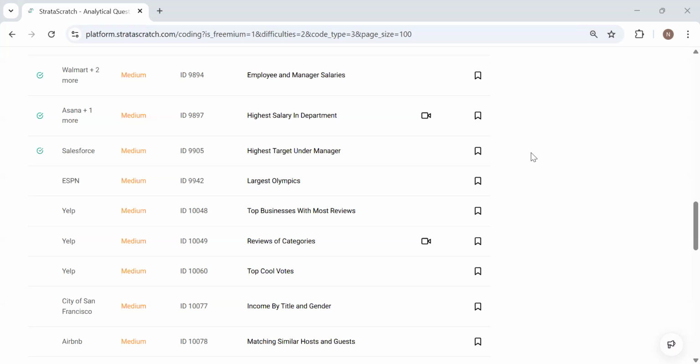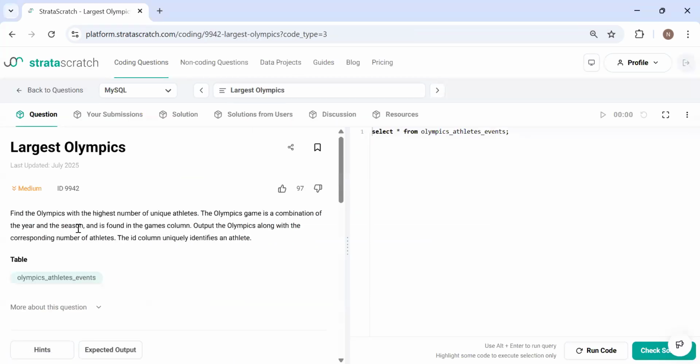So the question we are going to solve today is largest Olympics, and this question got asked in ESPN. So let's see what the question is. Find the Olympics with the highest number of unique athletes. The Olympic game is a combination of year and season and is found in the games column. Output the Olympics along with the corresponding number of athletes. The ID column uniquely identifies an athlete.